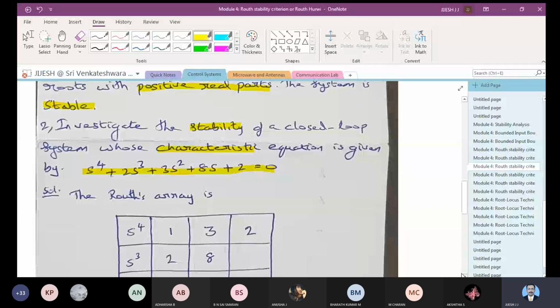So all of you try to solve it and tell me whether the system is stable, unstable, or marginally stable. You have to see the first column and see whether there is any sign change. If there is no sign change, the system will be stable.